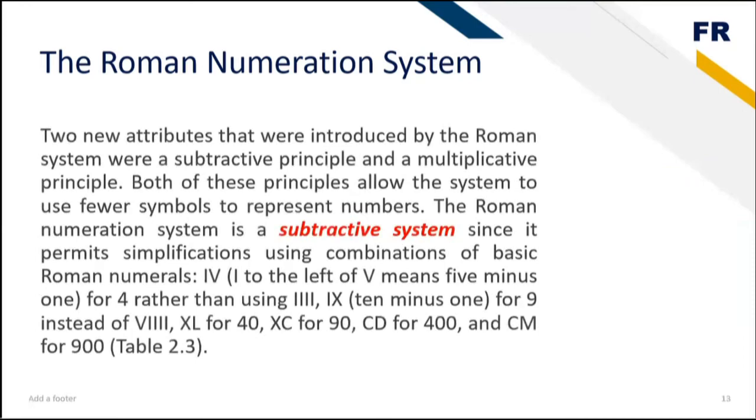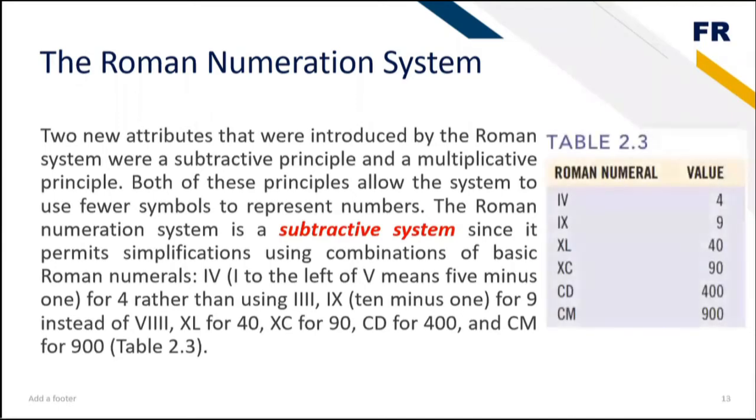Two new attributes that were introduced by the Roman system are the additive principle and a multiplicative principle. Both of these principles allow the system to use fewer symbols to represent numbers. The Roman numeration system is a subtractive system since it permits simplifications using combinations of basic Roman numerals.